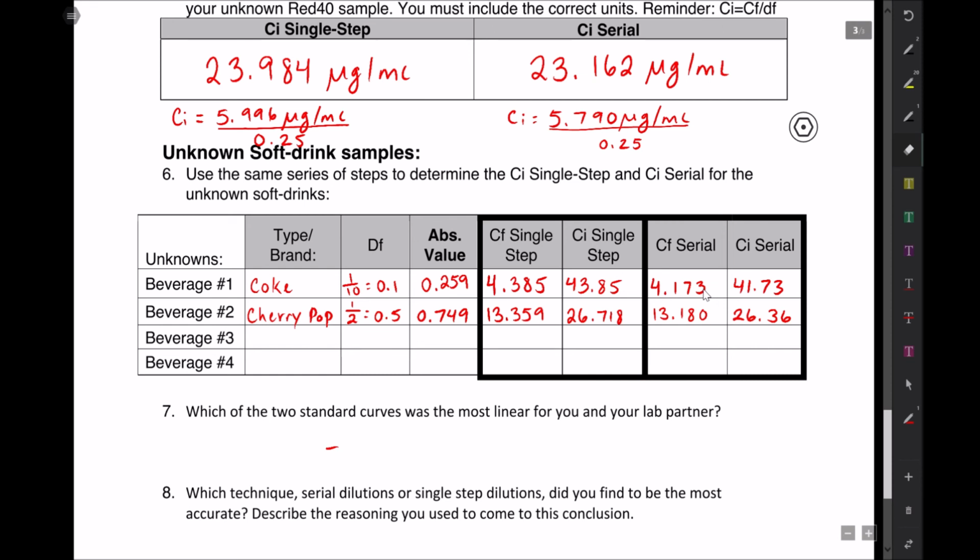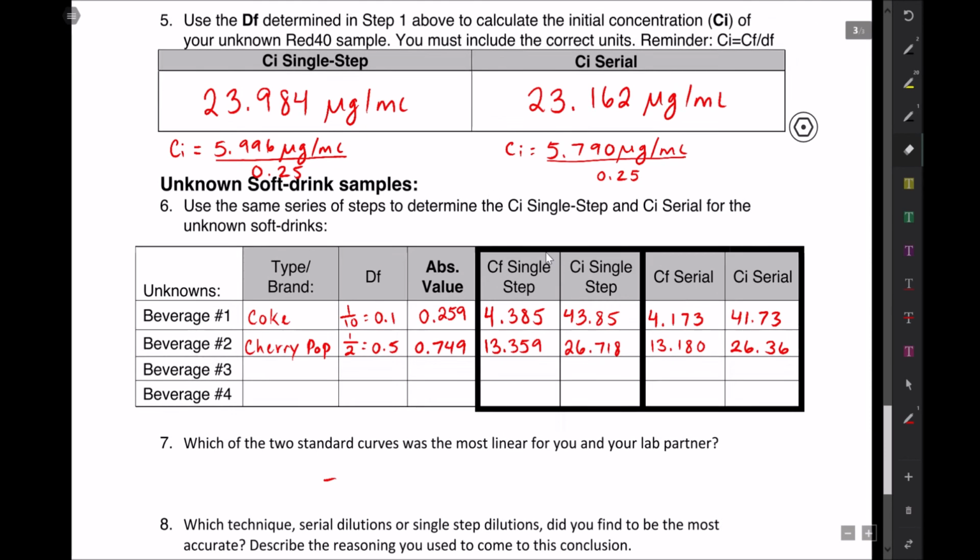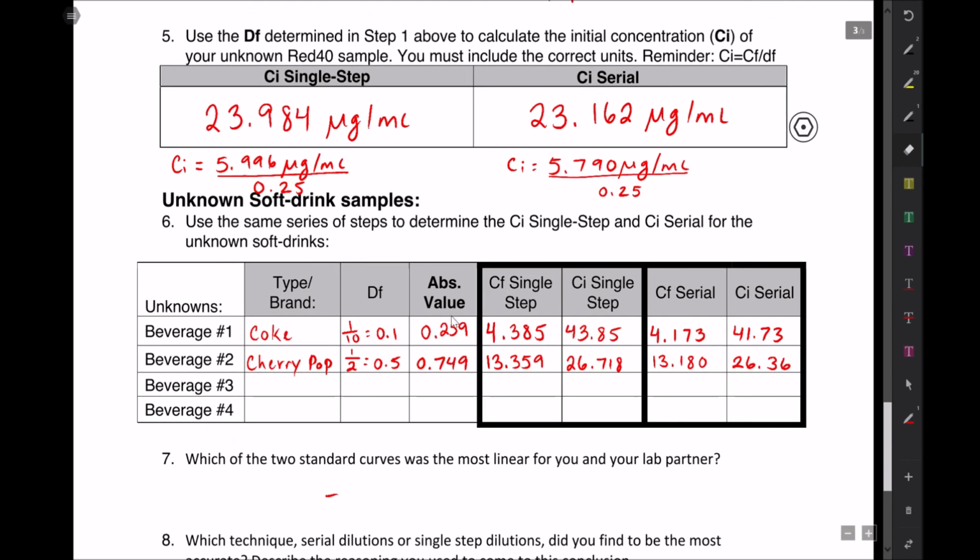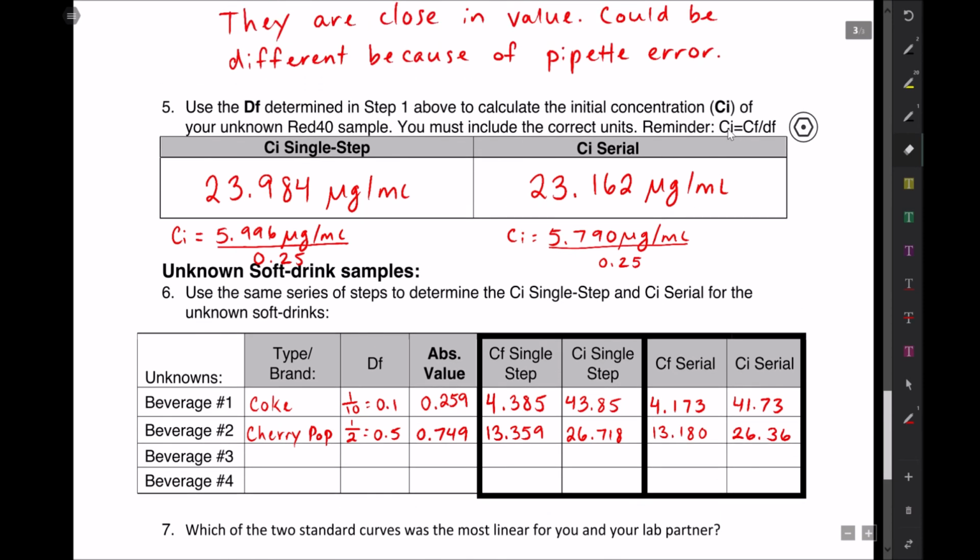And then from both the CF single step and CF serial, you multiply that by the dilution factor, which is 10, or if you follow the equation, which is the right way to do it, you do CI is equal to CF divided by the dilution factor, which in this case is, move the decimal point over 1 because it's 10. I'll go through that one more time. So the equation right here is CI is equal to CF divided by DF. And then you do the same thing for beverage number 2.